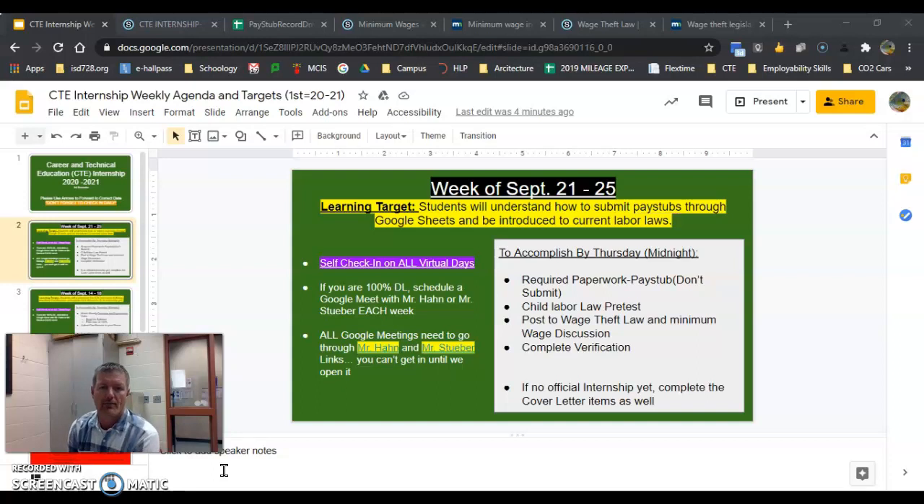To accomplish by Thursday night at midnight: first, the required paperwork and pay stubs, we're going to get that set up. Don't submit it though, I'll talk about that when we go in there. Then the child labor laws pre-test, a response to the wage theft law and minimum wage discussion, and the verification. If you don't have an official internship yet, you'll complete the cover letter. If you feel you have an internship and you're in the wrong group, let Mr. Stieber or myself know and we'll get you into the right area.